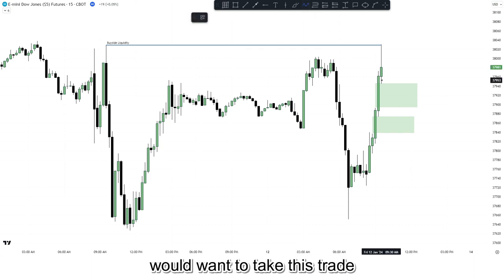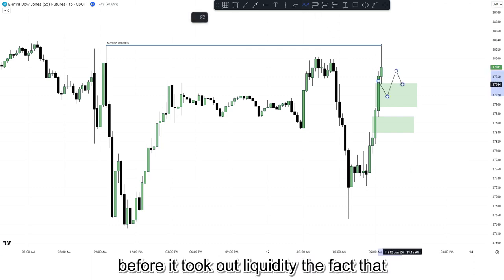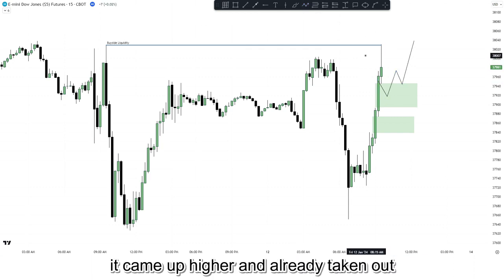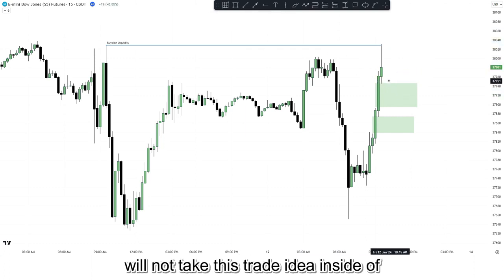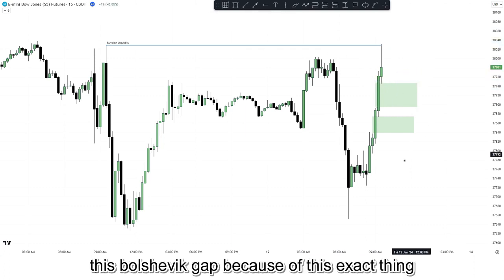Meaning I would want to take this trade before it took out liquidity. The fact that it came up higher and already took out liquidity invalidates this trade, and I will not take this trade idea inside of this bullish fair value gap because of this exact thing.